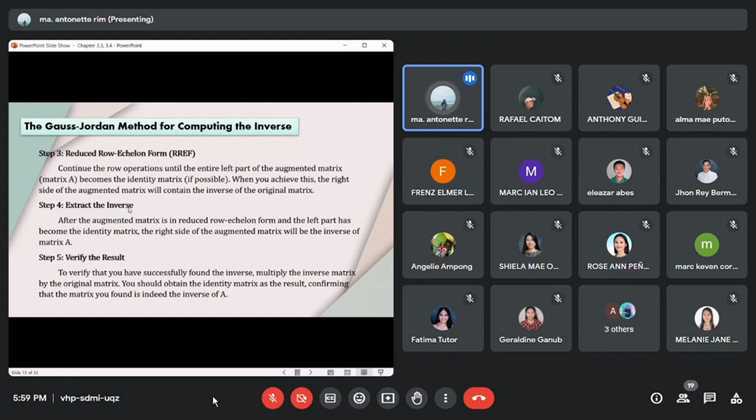So after that, we verify the result. Pero verifying the result is an option rin siya. To verify that you have successfully found the inverse, we multiply the inverse matrix by the original matrix. So kanusa na to ma-confirm nga sakto ato ang nakuha nga inverse? If anyone? So when we multiply, kanus-a to ma-confirm nga sakto ang nakuha nga inverse?